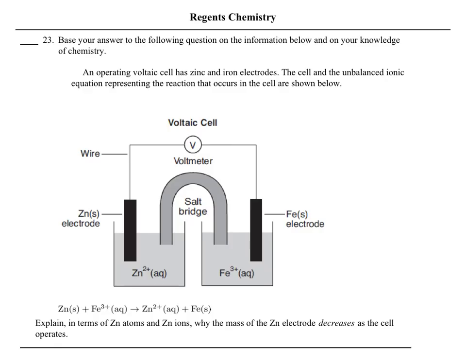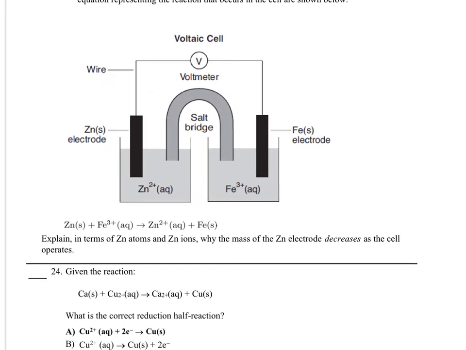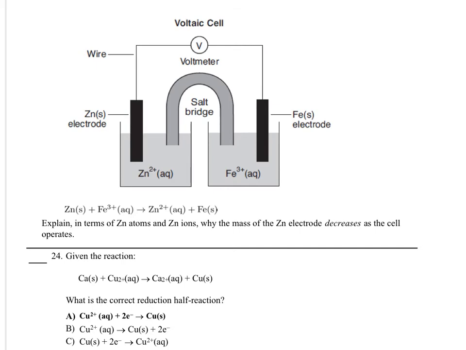Next page, 23. Base your answer on the following information. Explain in terms of zinc atoms and zinc ions why the mass of the zinc electrode decreases as the cell operates. Well, this is an interesting question because we know, first off, that zinc is the anode. It's more active. We know that iron is the cathode.